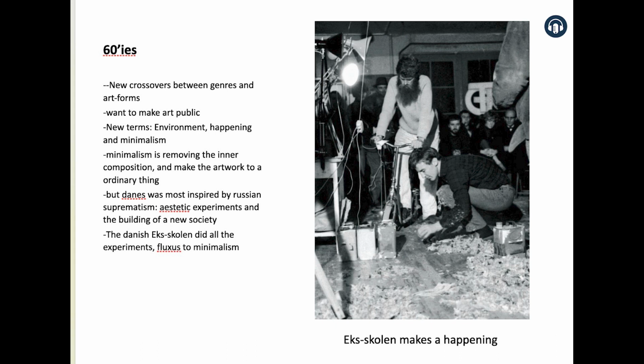And so we move up to the 60s, with new crossovers between genres and art forms. They wanted to make art public, and there were new terms: environment, happening, and minimalism. Minimalism is removing the inner composition and making the artwork an ordinary thing. But Danish artists were more inspired by Russian suprematism than American minimalism, by aesthetic experiments and the building of a new society. And the Danish X-Skolen did all the experiments, from Fluxus to minimalism.